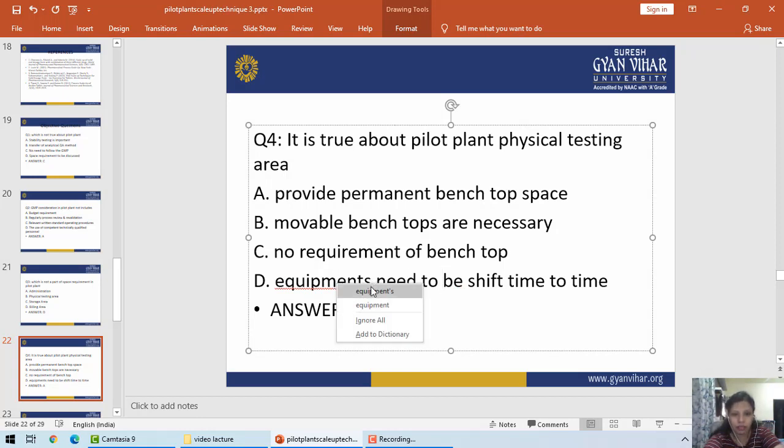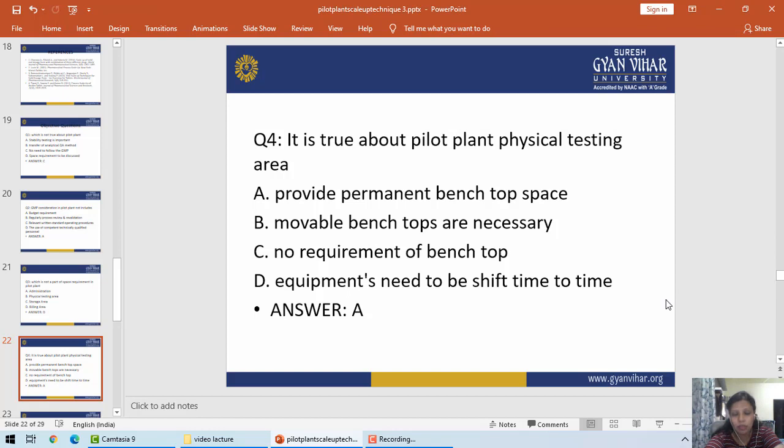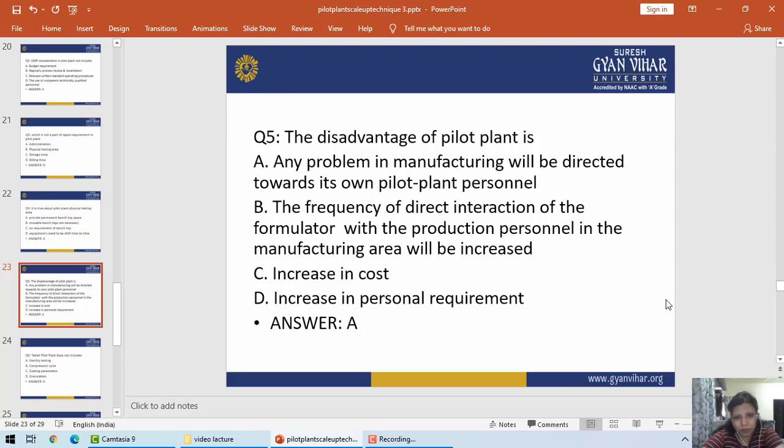So the answer is A. Provide permanent benchtop space, because we need to keep the equipment there, physical testing equipment, for example, friability tester, weighing machine. So we need a proper permanent benchtop.